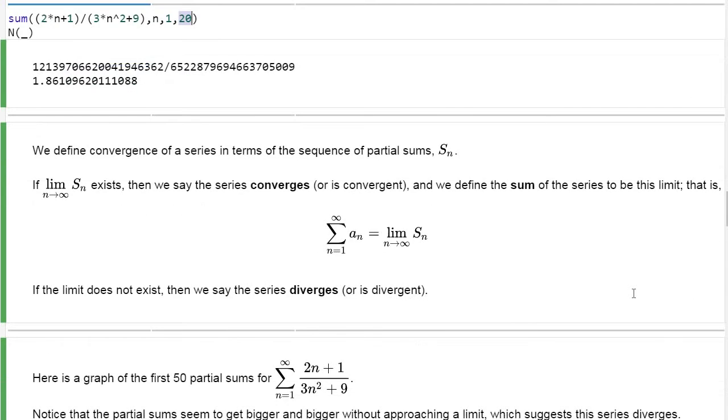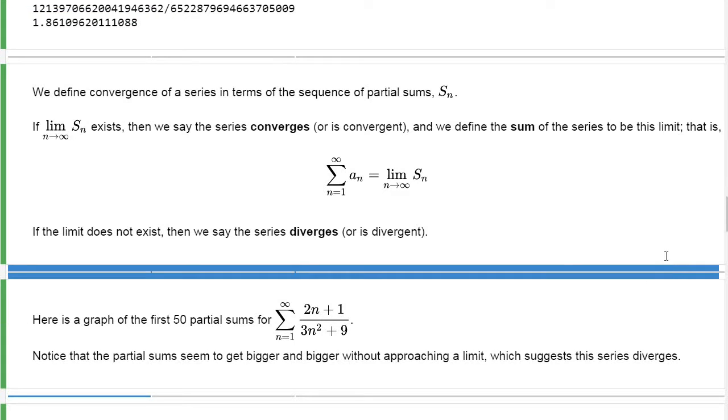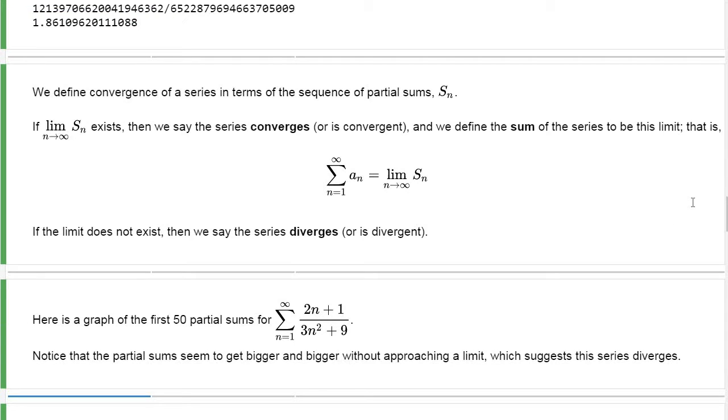Now that we have these partial sums, we're going to define convergence or divergence of the series in terms of that sequence of partial sums S sub n. Okay, we already talked about last time what it means for a sequence to converge. So if the limit of this sequence exists, then we say that the series converges, or we say the series is convergent. And the sum of the series is defined to be that limit. And if the limit doesn't exist, then we say the series diverges.